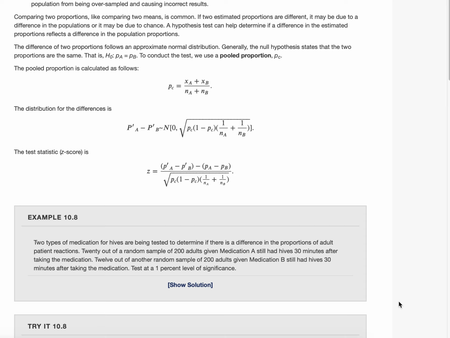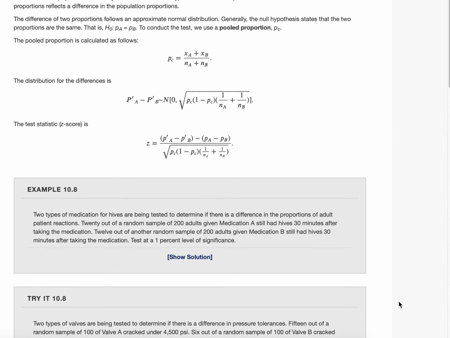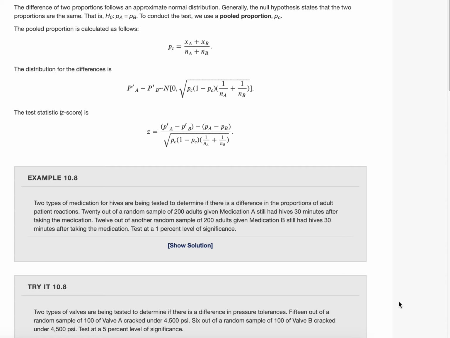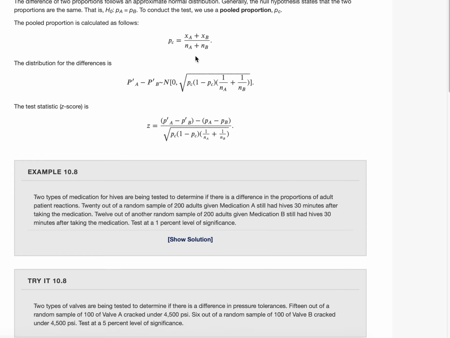So a hypothesis test is going to help us determine if there's really a difference in those proportions, but it's not going to always make this concrete, yes, this is related, because there is always that possibility that it's happening by chance. So to conduct this type of test, we use what we call a pooled proportion, which is going to be P of C. I'm going to take those X values and add them together, and take the N values and add those together, and that's how I'm going to come up with this pooled proportion value.